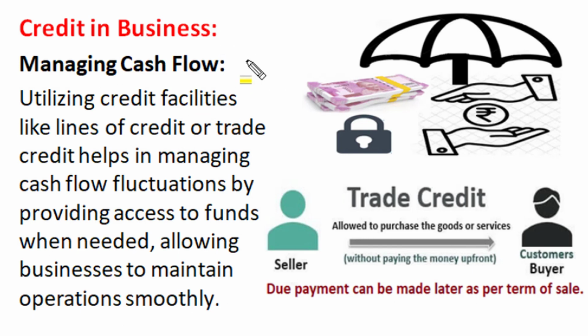Cash in a business has limited volume, and for managing cash flow we often use credit in our business, utilizing credit facilities of banking and financial institutes through term loans or lines of credit, or utilizing trade credit, where a buyer business obtains goods and services from a supplier without paying the money directly at that time, but as per terms the due payment can be made later, as negotiated for trade credit between seller and buyer. Such credits help in managing cash flow fluctuations and provide access to funds when needed, and that allows a business to maintain smoothness in its operations.